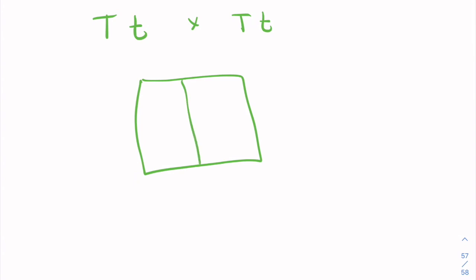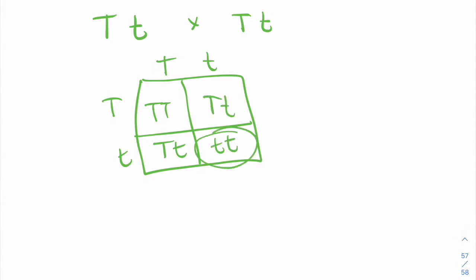Like we've already done things that are like, okay, if you take a tall pea plant that's heterozygous and cross it with another tall pea plant that's heterozygous, you know, we did all this stuff. It's going to look like this. We've done this like 30 times already. Blah, blah, blah. These will be the short plants, whatever.